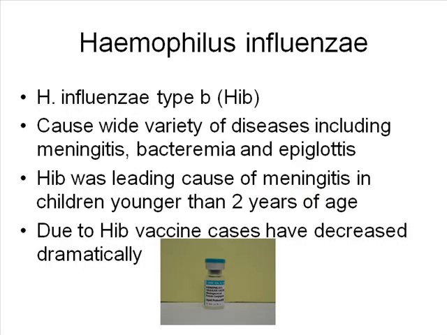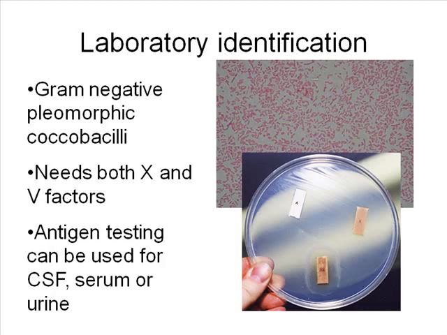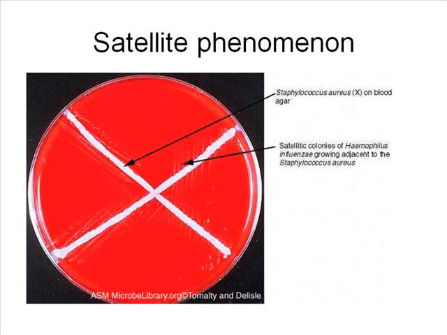Okay? Now, Haemophilus influenzae, we know, causes meningitis. It used to be the number one cause of meningitis in children. With the Hib vaccine, we're seeing those statistics go down. There is a vaccine for Haemophilus influenzae type B. It needs both X and V factor. You can also do some antigen testing. So Haemophilus influenzae needs X and V factor.